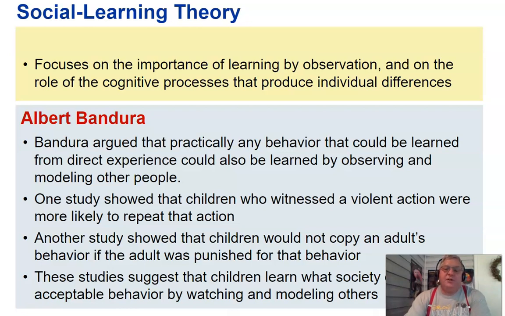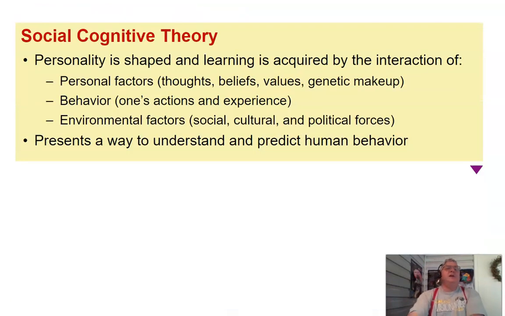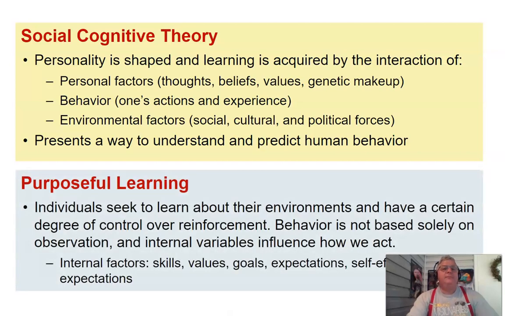Another study showed that children would not copy an adult's behavior if the adult was punished for that behavior. These studies suggest that children learn what society deems acceptable behavior by watching others' behavior. So that's why, when you have small children with you, it's important not to do things that would be inappropriate, because they will learn that inappropriate behavior is acceptable, such as stealing or swearing or cutting in line perhaps, or something like that.